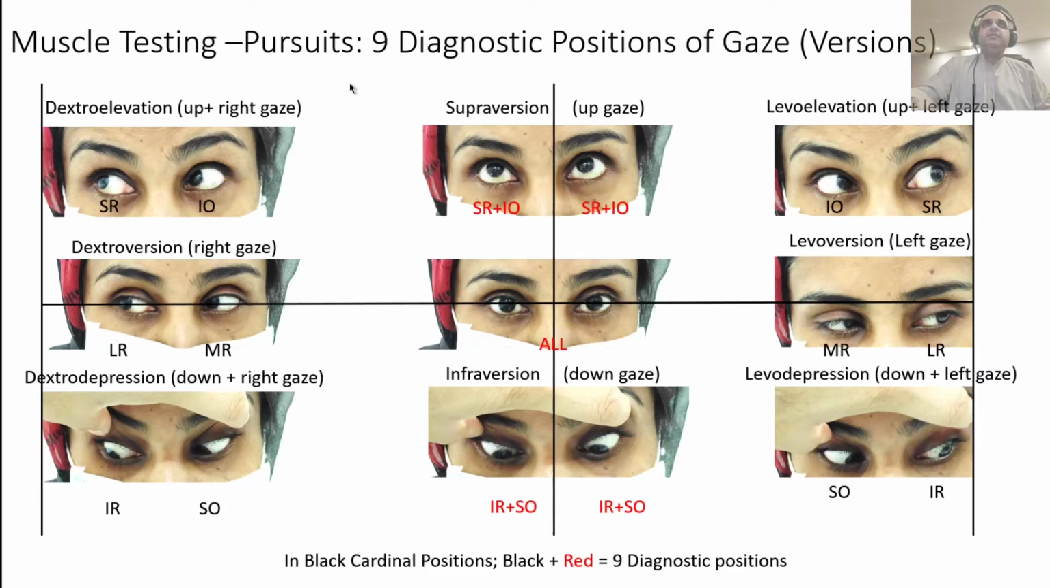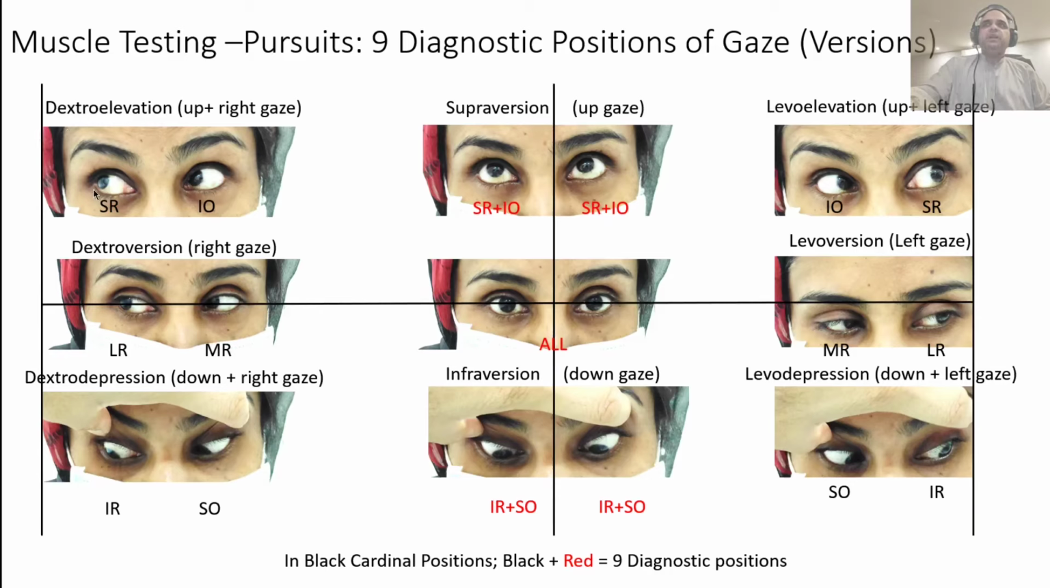So these are the 9 diagnostic positions of gaze. The 6 cardinal positions are in black, and we add these 3 positions, which gives us the 9 diagnostic positions. The cardinal position is one muscle in each eye moving the eye in one direction, and the non-cardinal position involves more than one muscle. And this is the terminology that's used to describe eye movements.